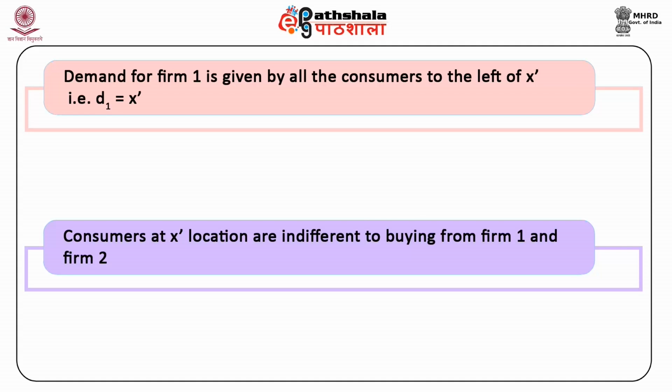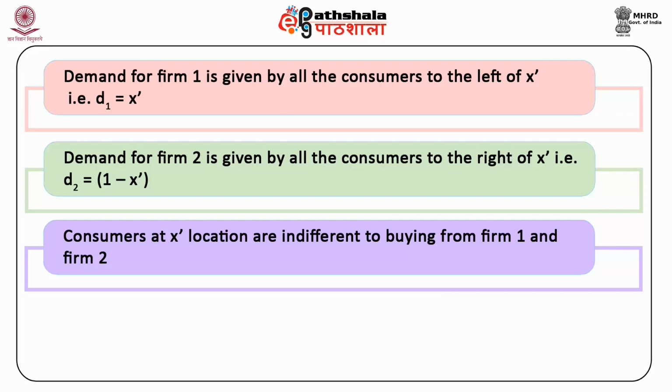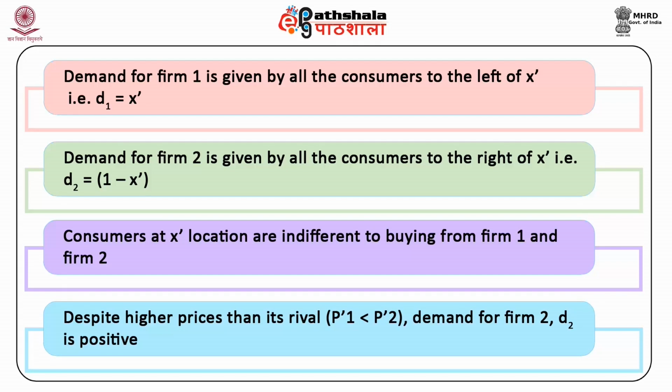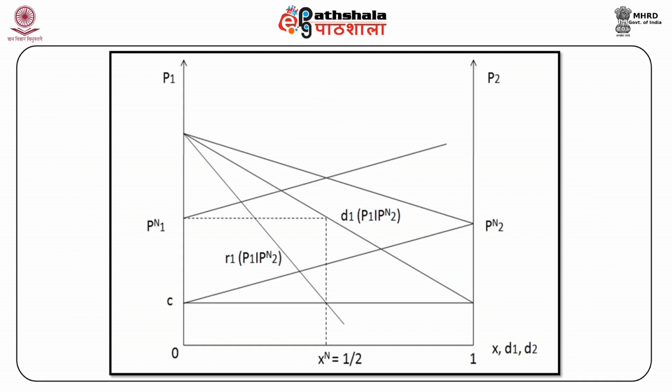Thus, demand for firm 1 is given by all the consumers located to the left of X', and demand for firm 2 is given by all the consumers located to the right of X'. As the consumers are assumed to be uniformly distributed along the entire mile-long stretch, demand for firm 1 will be given as X' and for firm 2 as 1 minus X'. Unlike the Bertrand model, where the firm with the lowest price takes away all the demand, in this model, consumers do not consider all the products sold by the firms identical due to the transportation cost.